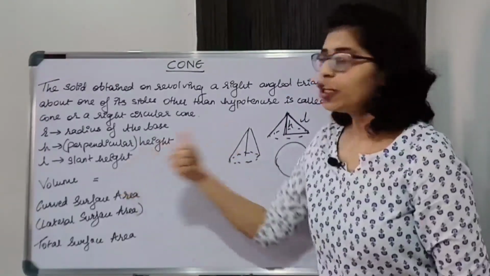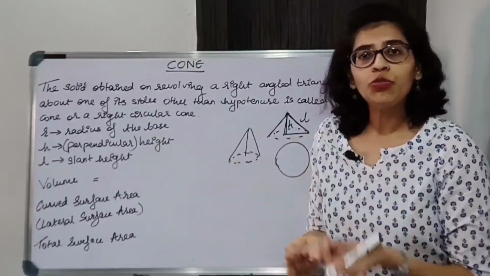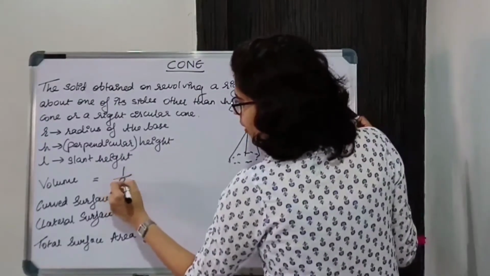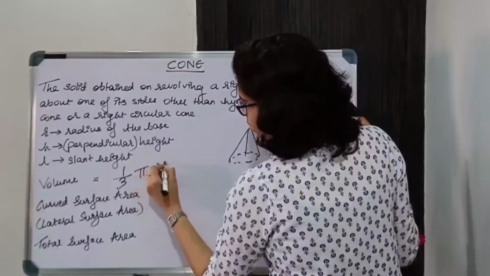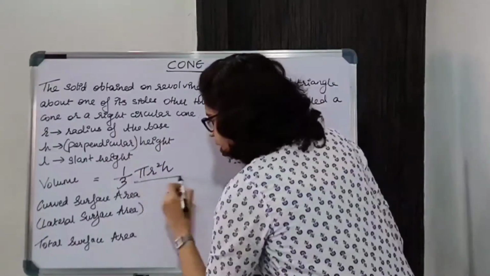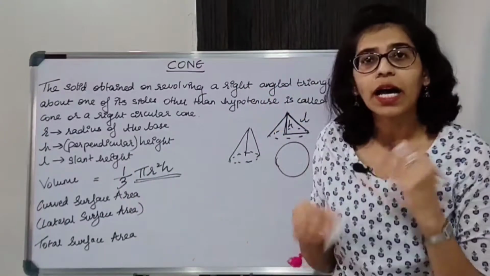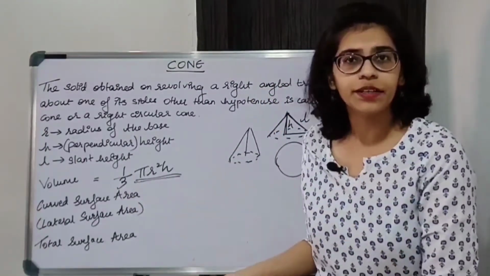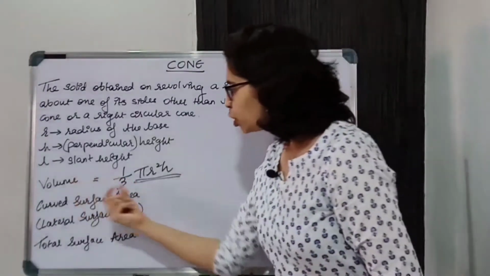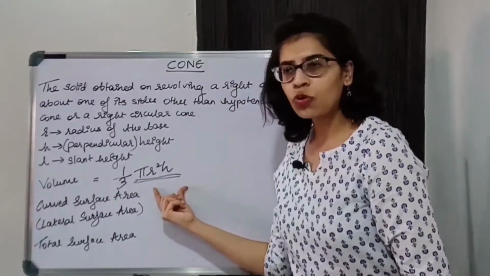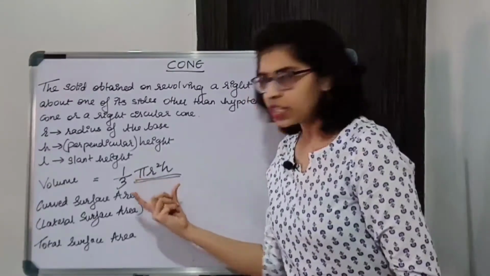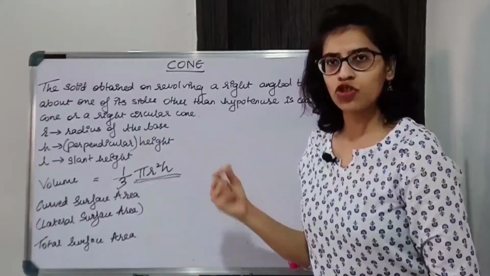Okay? For volume, now what is the volume of a cone? Volume of cone is 1 by 3 pi r square h. Now you will say, we have seen pi r square h. Pi r square h is the volume of a cylinder. Okay? So how is the volume of a cone 1/3 of the volume of a cylinder? The volume of a cylinder we know is pi r square h.